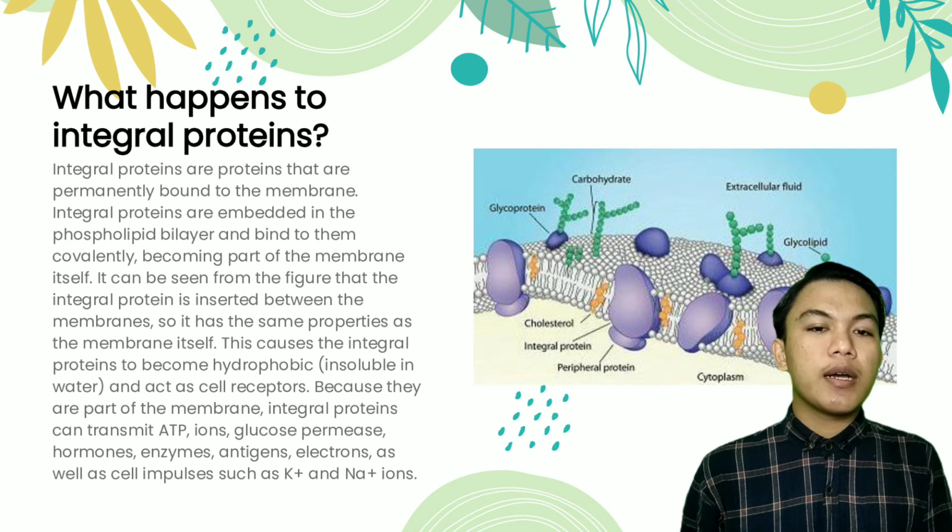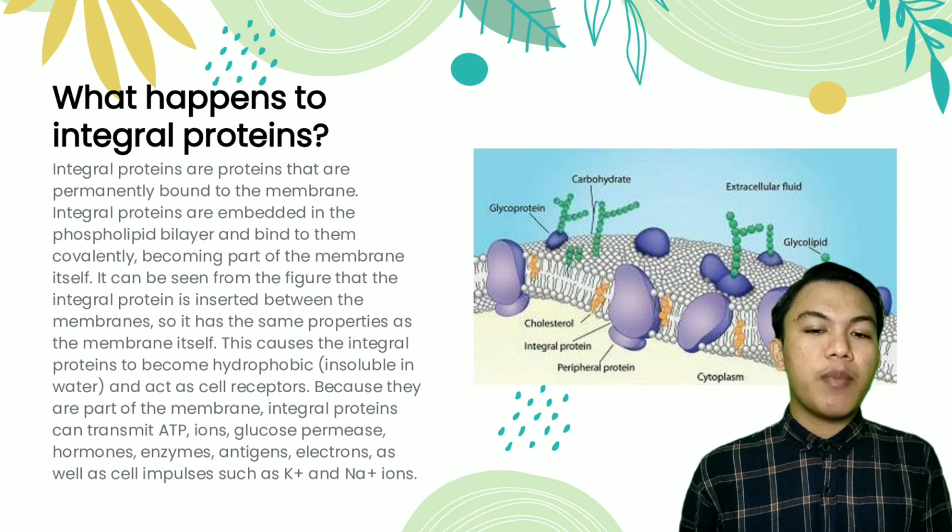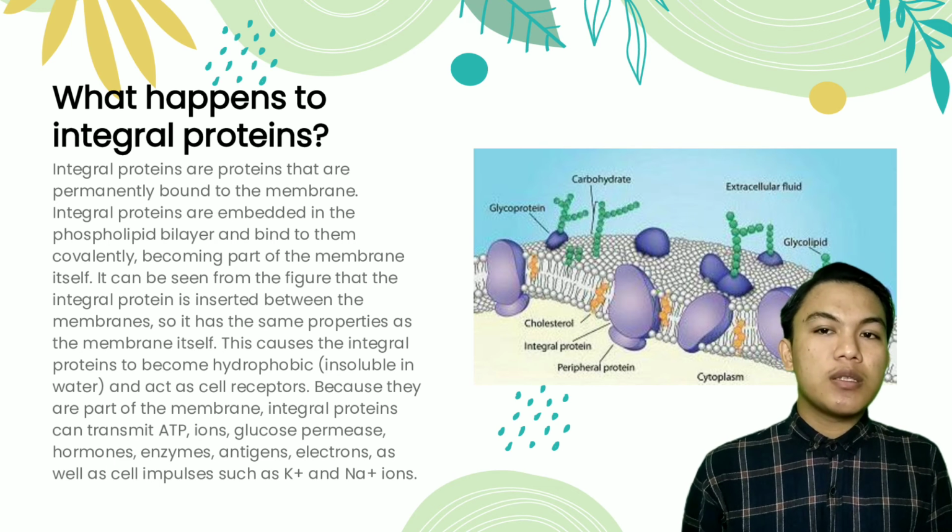This causes the integral proteins to become hydrophobic, insoluble in water, and to act as cell receptors because they are part of the membrane. Integral proteins can transmit ATP, ions, glucose, permeases, hormones, enzymes, antigens, electrons, as well as cell impulses such as K+ and Na+ ions.